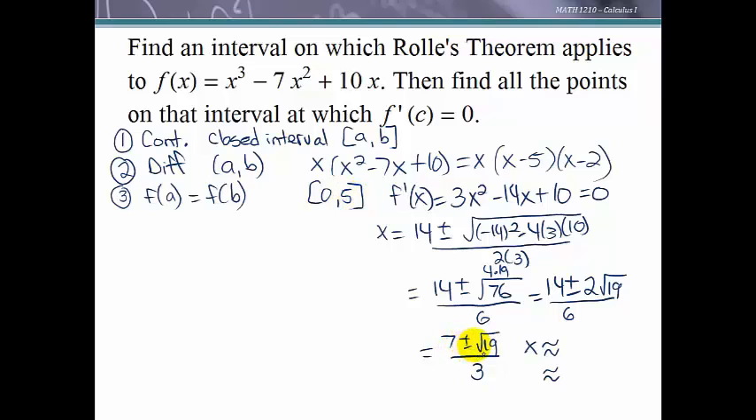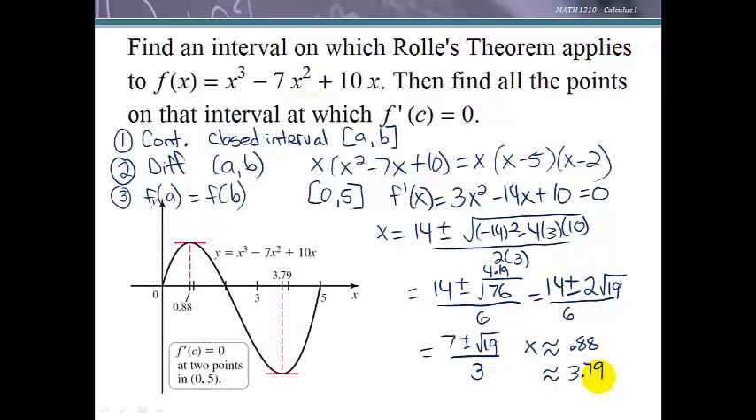If we do 7 minus the square root of 19, that quantity divided by 3, we get about 0.88, and that's on our interval. 7 plus the square root of 19, quantity divided by 3, we get about 3.79, and that's also on our interval. So Rolle's theorem guaranteed that we had a value c on this interval where the derivative was 0, and we actually have 2 of them. So here's our interval 0 to 5, and our first value was 0.88 where we've got a horizontal tangent, and our second value 3.79. There's a place where the derivative equals 0, guaranteed to exist by Rolle's theorem.